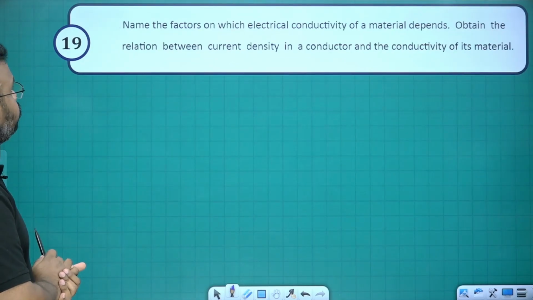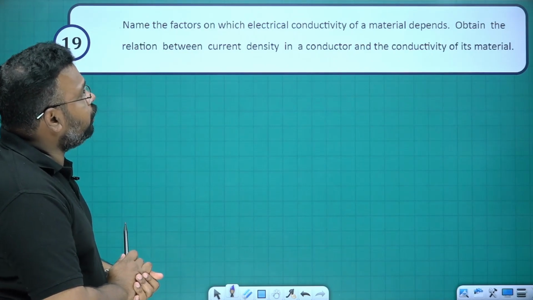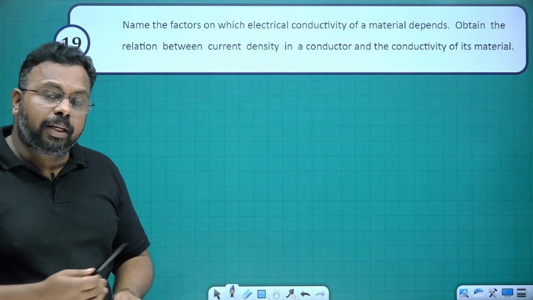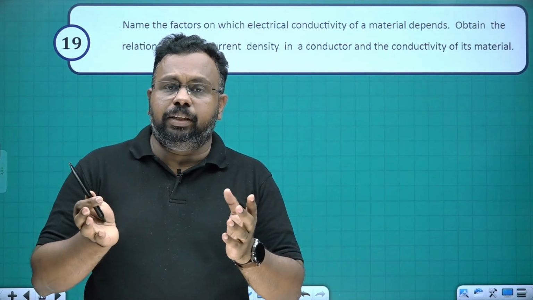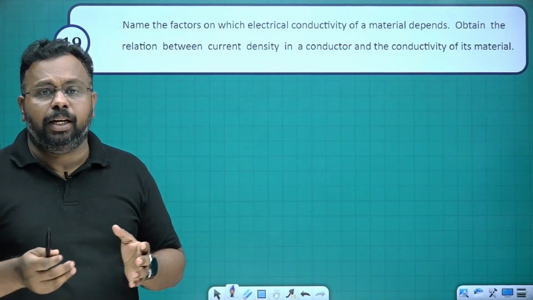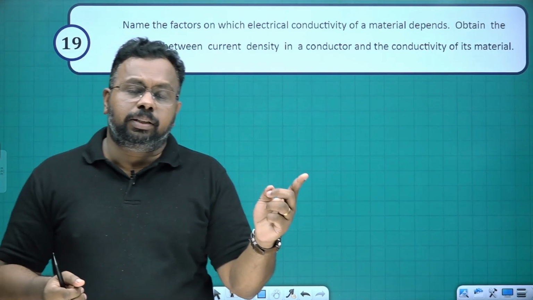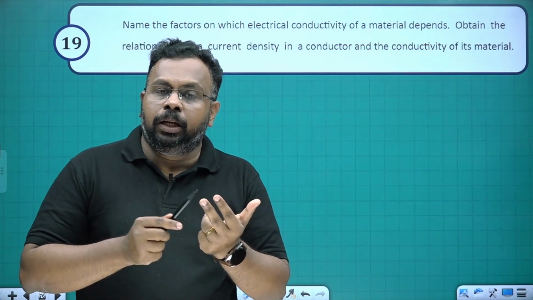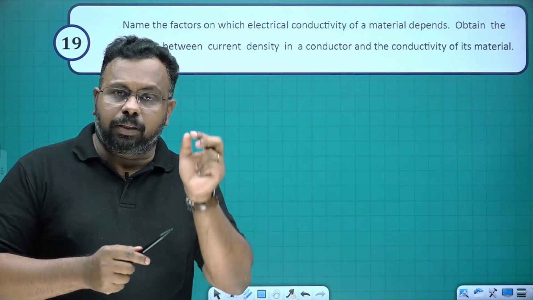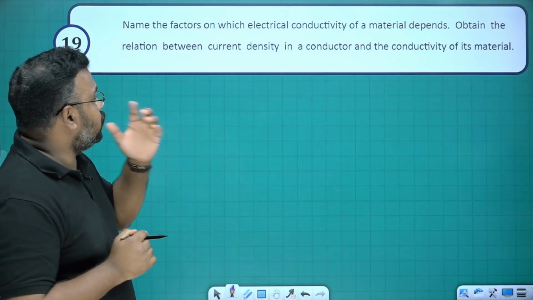Question number 19. Name the factors on which electrical conductivity of a material depends. You know that conductivity or resistivity depends on one, nature of the material, and the other, temperature. If they are asking conductance or resistance, apart from these two we have the length of the wire and the area of cross section. But conductivity depends on nature of material and temperature.